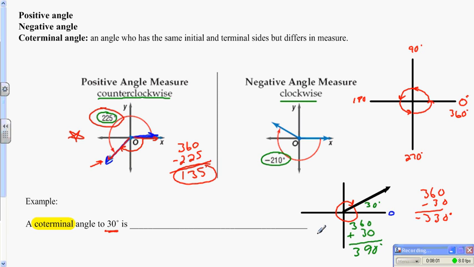It's unlimited because I could go another full circle around and add another 360, etc., and get more and more possible solutions. So coterminal just represents getting to the same position but rotating differently to get there. So either a negative rotation or rotating the required amount and then adding 360 to it continuously if you like.